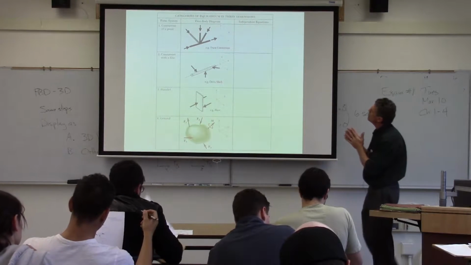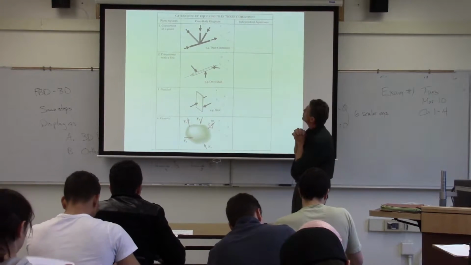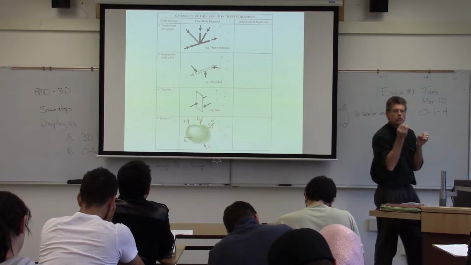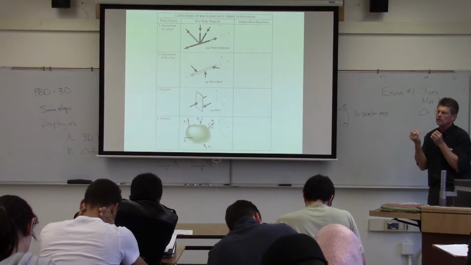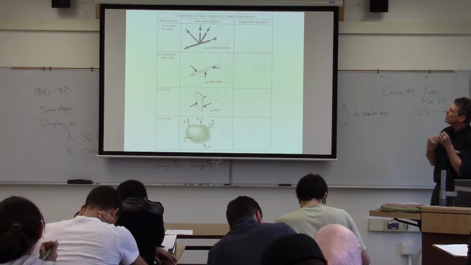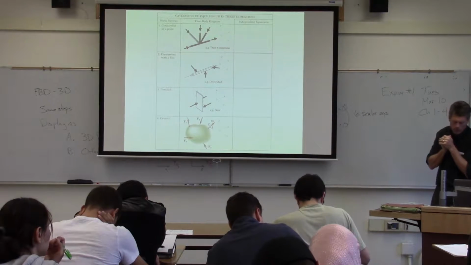Okay, and we'll also talk about special categories of equilibrium. The reason why we go there is that we're reducing our number of equilibrium equations, so we have then a reduced number of unknowns that we can solve for.